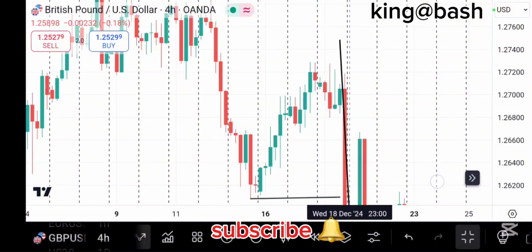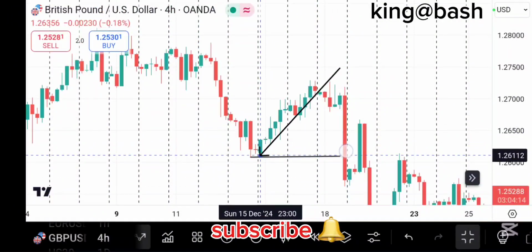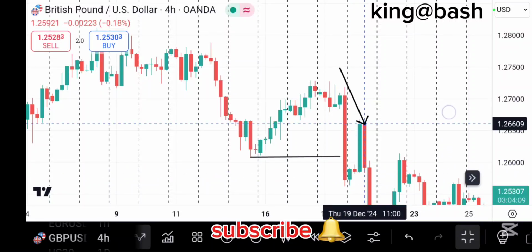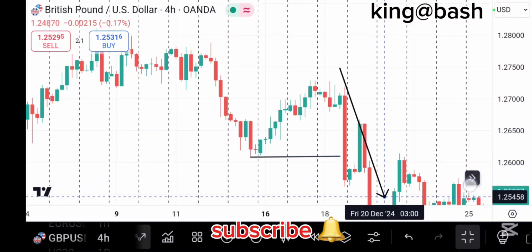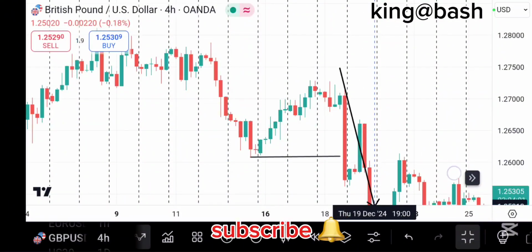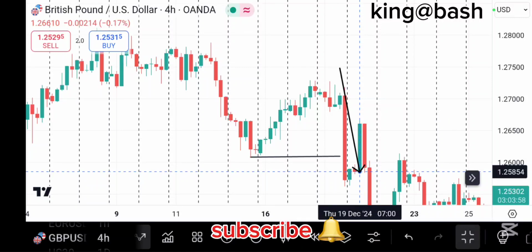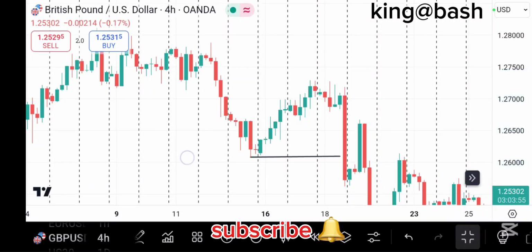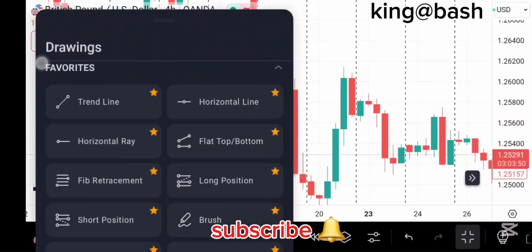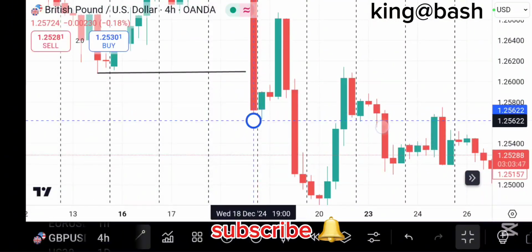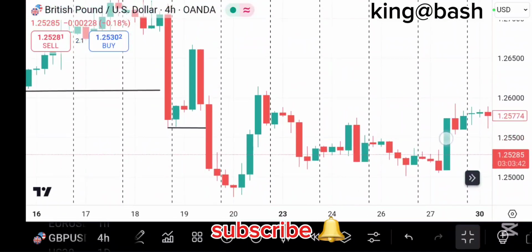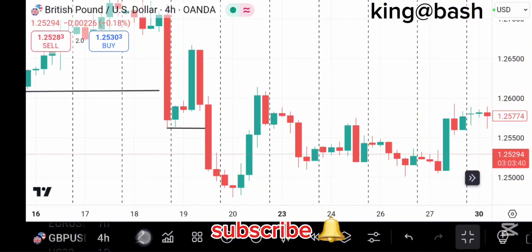After price breaks this low here, it makes another lower low. So we are expecting price to pull back to make a lower high, then we will look to sell. What happened? Price came back again, made a lower high, and broke structure again. So this is the second break of structure price has given us. You can see it clearly. This is telling you that price is going down. Price is in a downtrend.